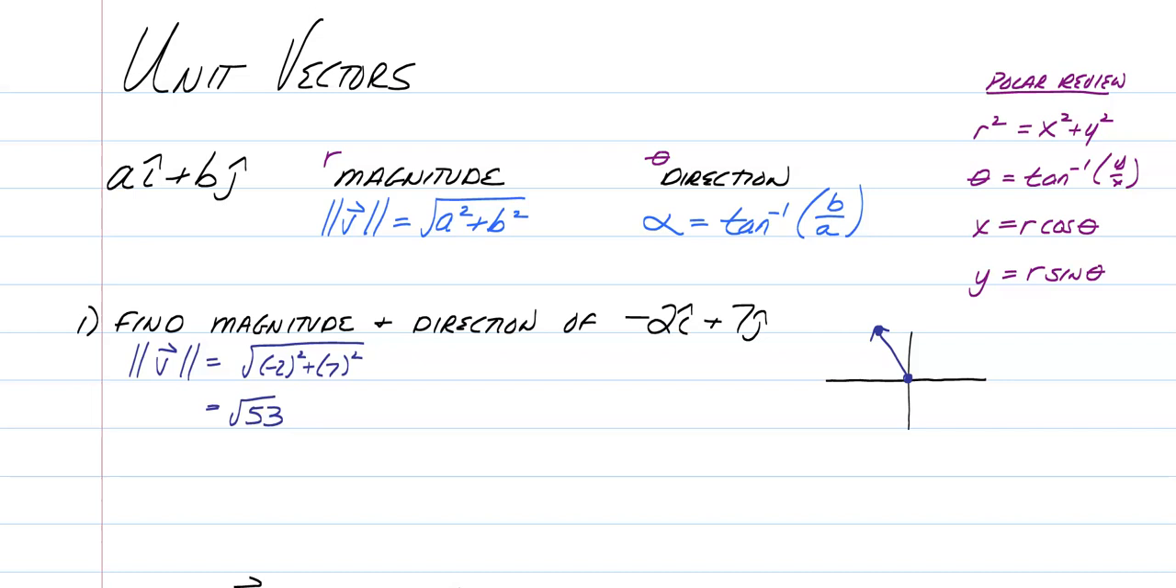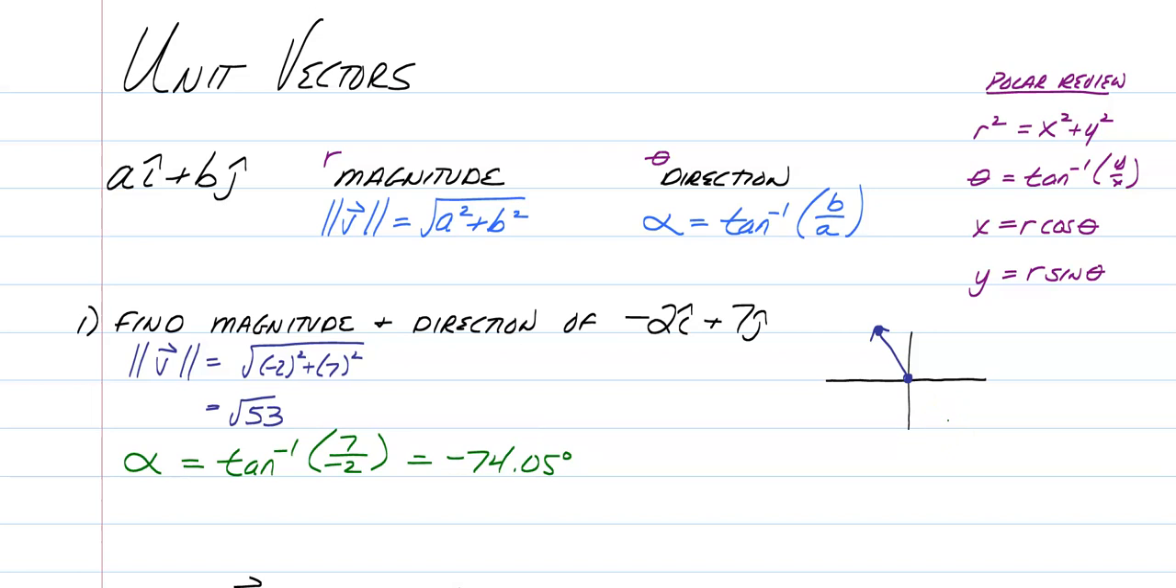Next part is finding the direction. So alpha is equal to inverse tangent of b over a. So that would be 7 over negative 2. And alpha is going to give us negative 74.05 degrees. Now, just like in polar, that takes us to quadrant 4.